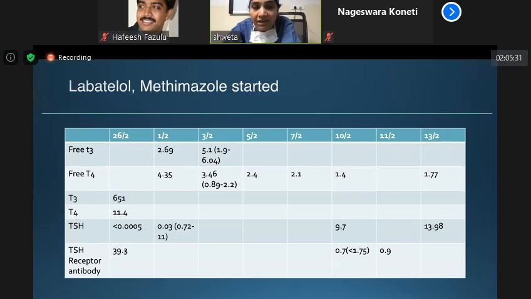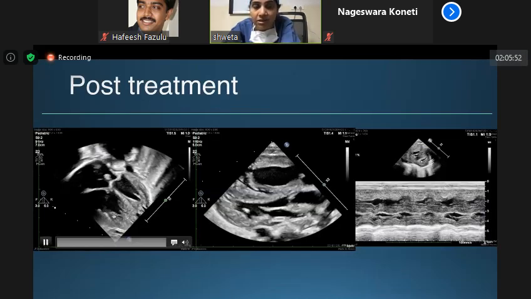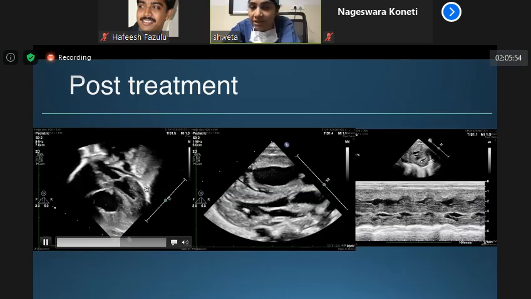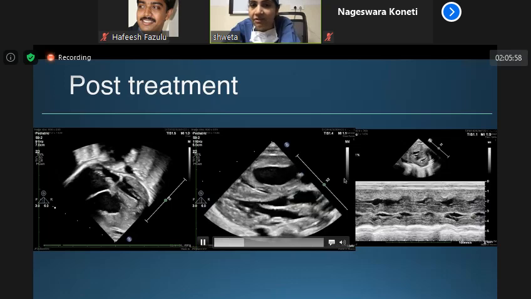So look at the level of TSH receptor antibody. It was 39.3, a very high level. And over the follow-up, when the treatment was given, it became normal, 0.7, in just a matter of 10 to 15 days. The normal level is 1.75. So after the treatment, there is a ventricular hypertrophy, as we can see here, and the function was normalized.